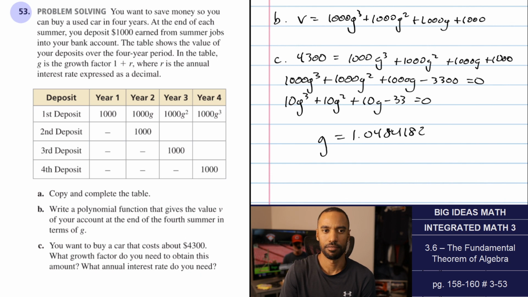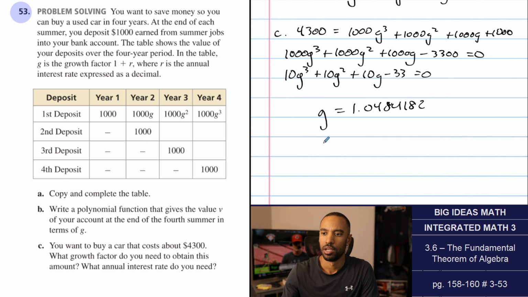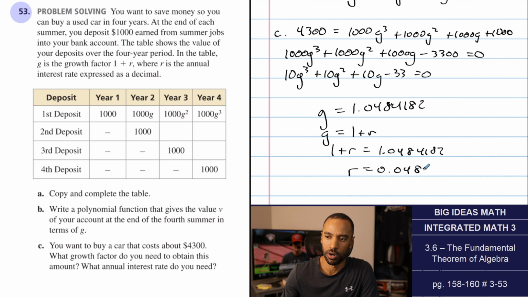It's crossing at 1.04 something, so G is about 1.04848182. I'm just going to write that. That's our growth factor. Now, what's R? In the table, G is the growth factor 1 plus R. So G equals 1 plus R. 1 plus R equals 1.04848182. So R is 0.04848182.